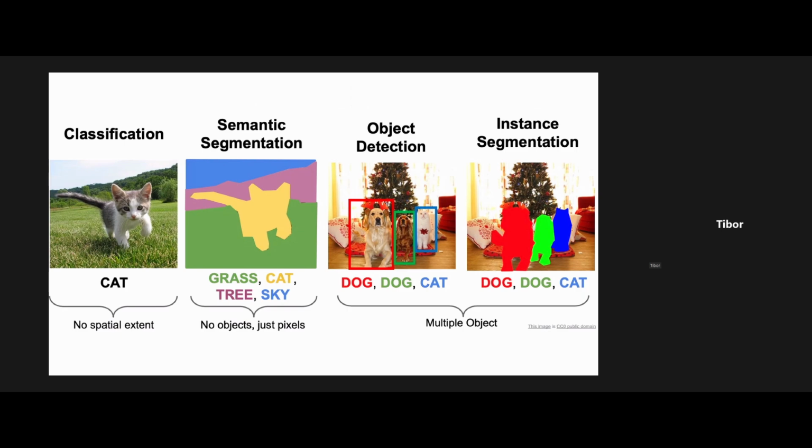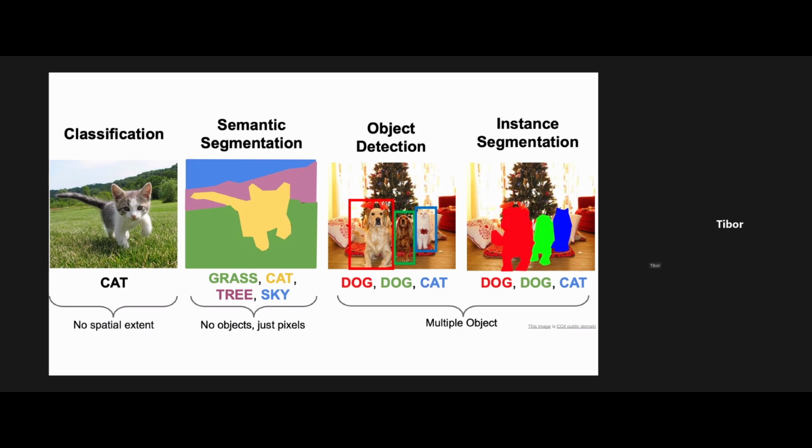Then we have object detection, which tries to specifically find independent objects in the image. So if you have multiple dogs, it'll be able to detect that there are dogs in various spots in the image. And finally, you have instance segmentation, which is the same as the second problem, but you're trying to mark the areas in which these objects exist in the image.